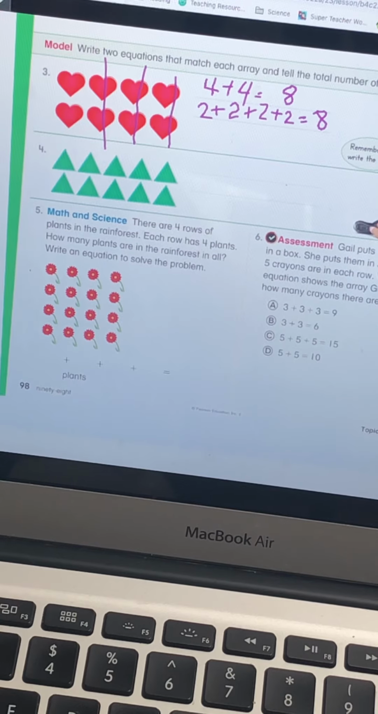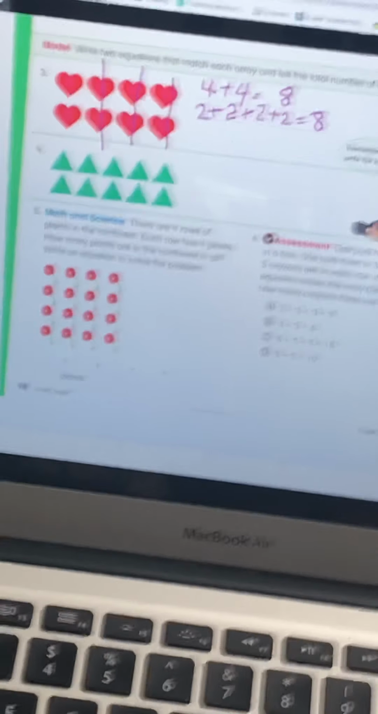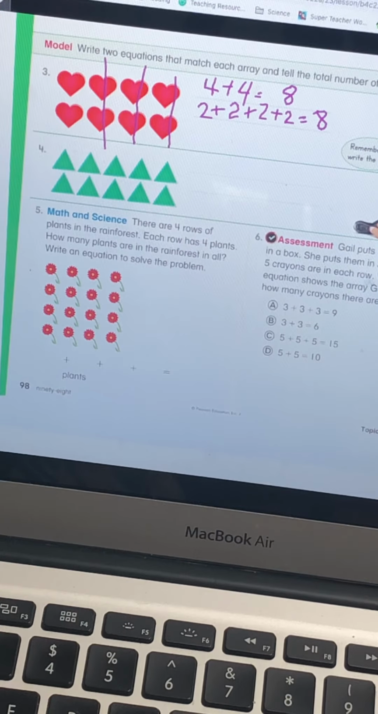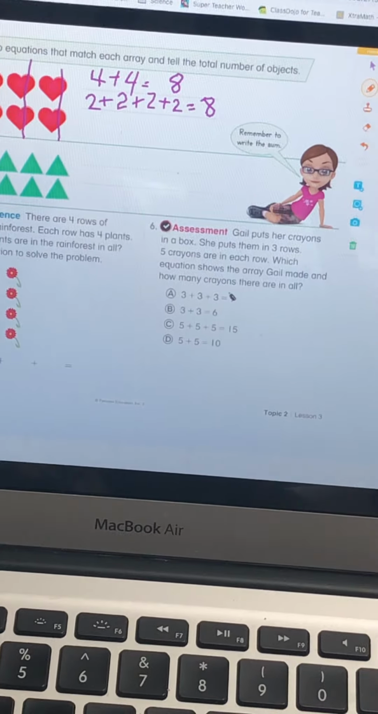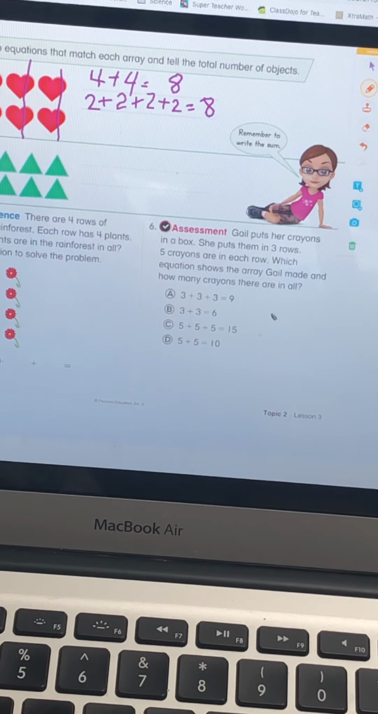Okay. I'm looking at things that you might see. Let's look at number 6 real quick. Gail puts her crayons in a box. She puts them in 3 rows. 5 crayons are in each row. Which equation shows the array Gail made and how many crayons there are in all? Okay, so it might help you if you draw it out to the side.